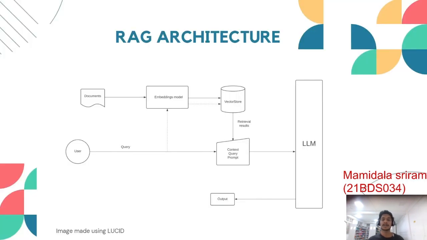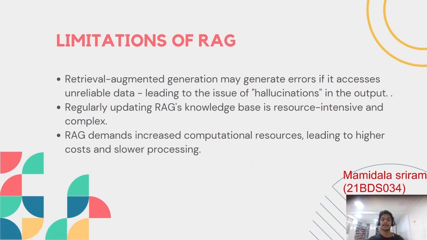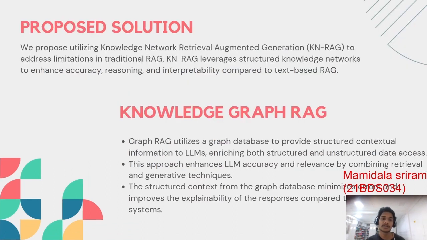This is the basic architecture of RAG. The user enters his prompt, we get the context from our document, which is stored in vector form, and the LLM processes it and gives an output. Next, limitations of RAG. RAG could undergo many hallucinations due to unreliable data. It is computationally exhaustive and resource intensive. So we have come up with a solution known as knowledge graph RAG.